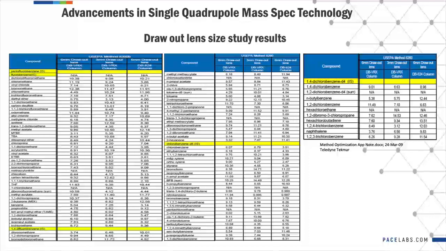As you can see from the study presented on this slide, the 6mm draw-out lens showed excellent calibration curve RSDs for a number of compounds, including problematic compounds like chloromethane, vinyl chloride, TBA, bromodichloromethane, and many others.